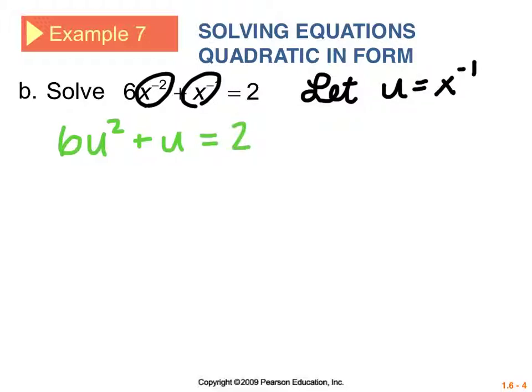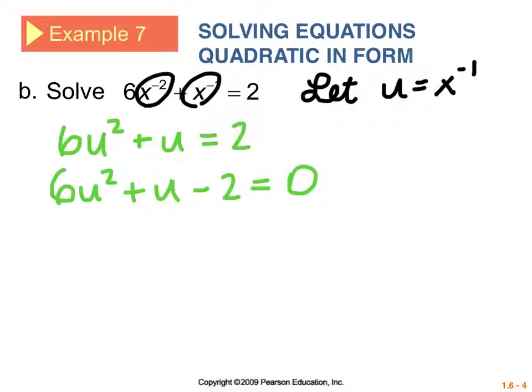And then I'm going to move forward with solving this equation for u first, and then of course going back and replacing and solving for x. And so first we would need to, since it is quadratic, move everything to the left hand side. So we get 6u squared plus u minus 2 equals 0.